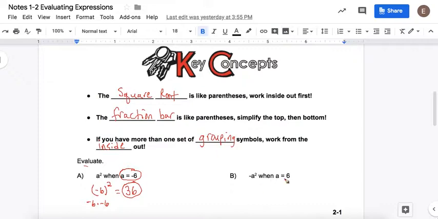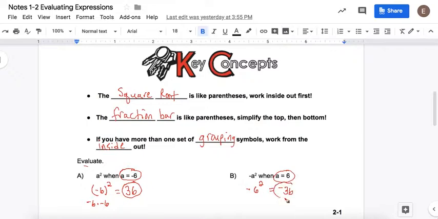Okay, now let's look at this. This looks very similar. Now we have -a squared when a equals 6, so we're going to replace the a with a 6. So now look, this negative is not directly attached to the 6, so we're going to do exponents first. So we're going to do 6 squared, and 6 squared is 36. And then we multiply by the negative that's in front. So this is actually -36.